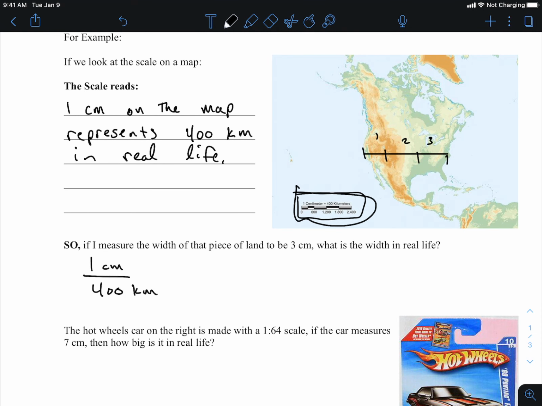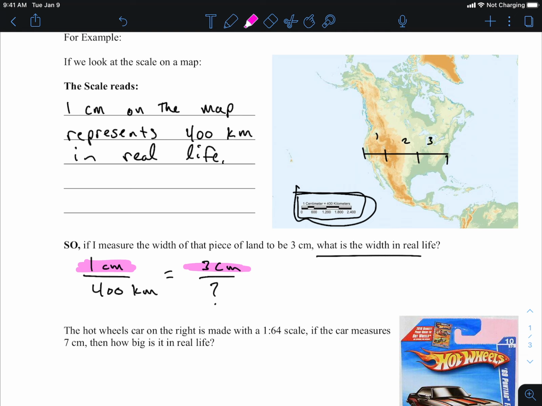Now I want to figure out from that, let's say I could measure any distance on the map physically. That's going to be equal to, how many centimeters did I measure? 3. And I'm interested in what? How wide is the map in real life? Question mark. The important part is that we've matched up the units. See how the top goes to the top and the centimeters and centimeters? That's important.